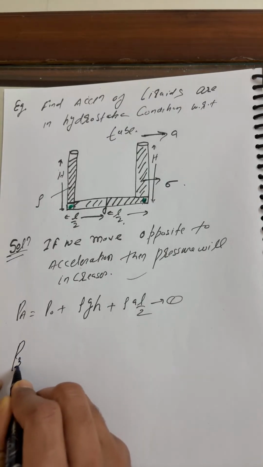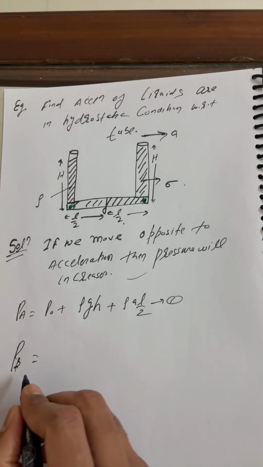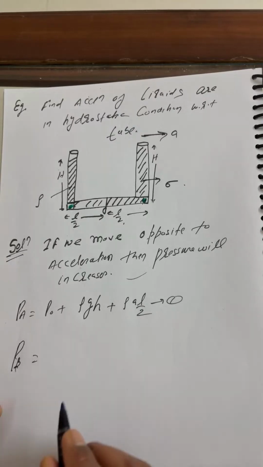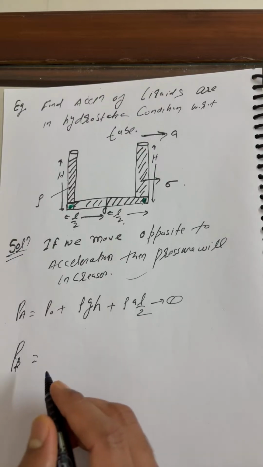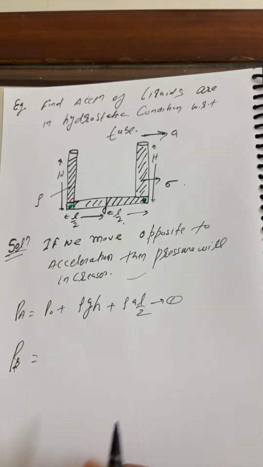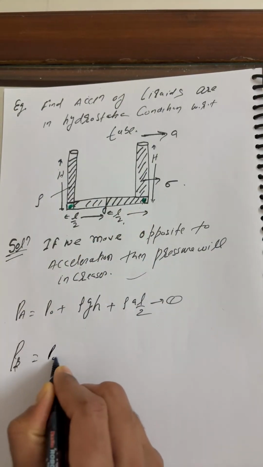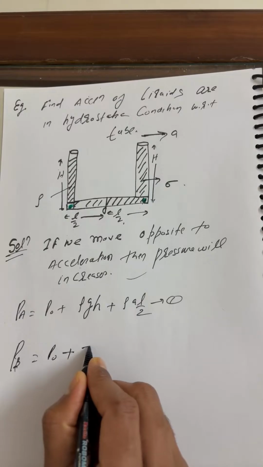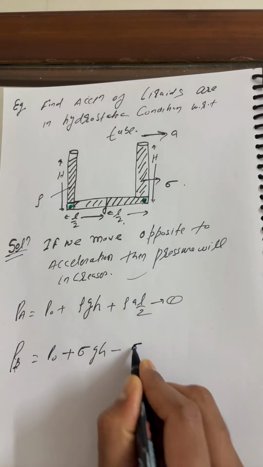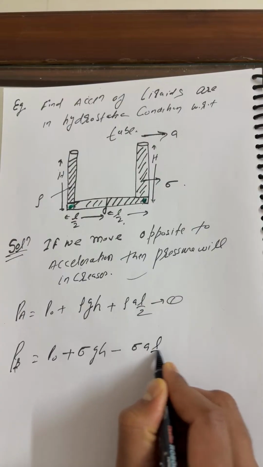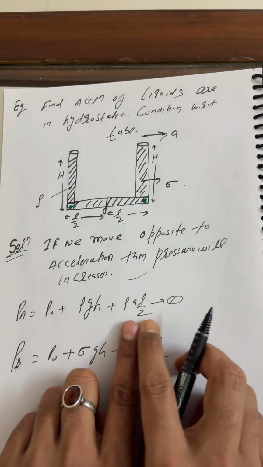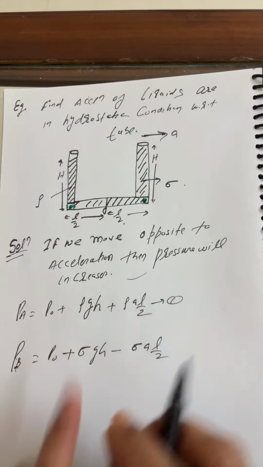Pressure at A is this. Pressure at B: we are moving away and going towards, so this is negative. This is P naught plus sigma gh minus sigma A L by 2. Simple, beta. I hope you remember the pressure difference in the horizontal direction is rho A L.